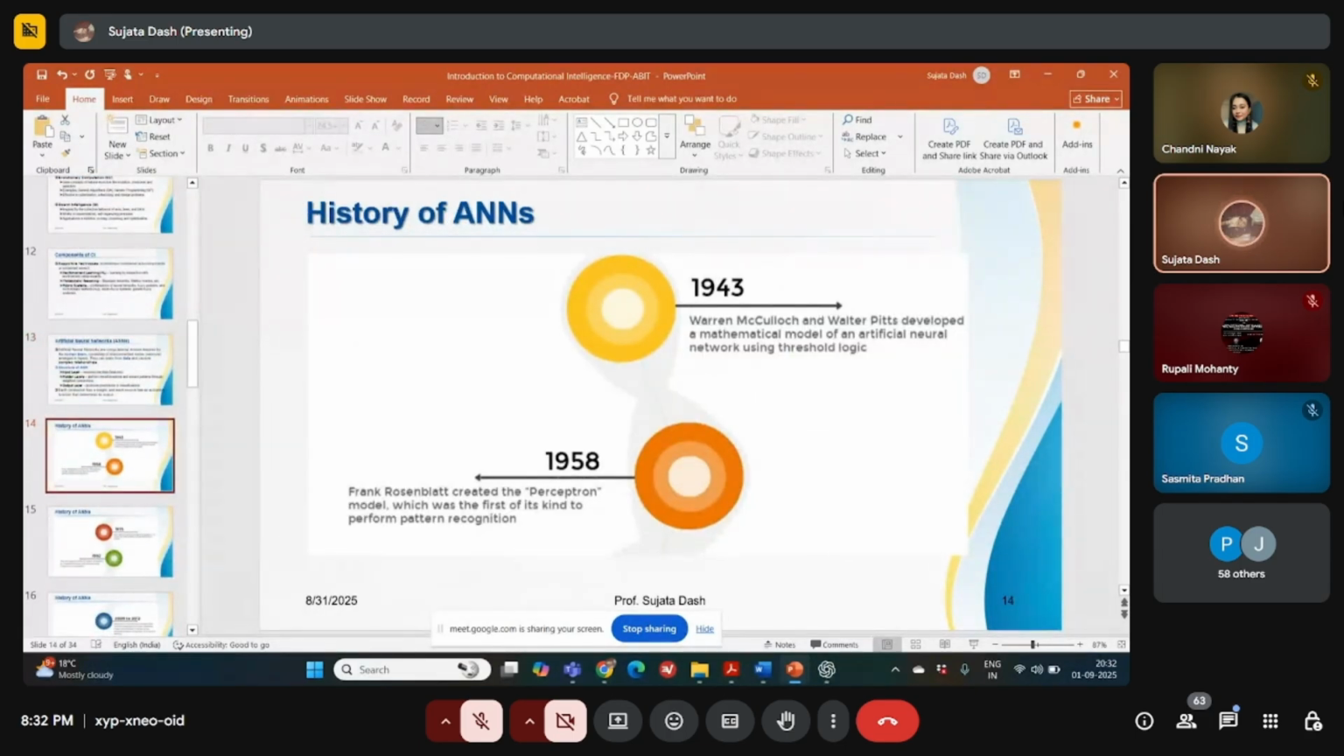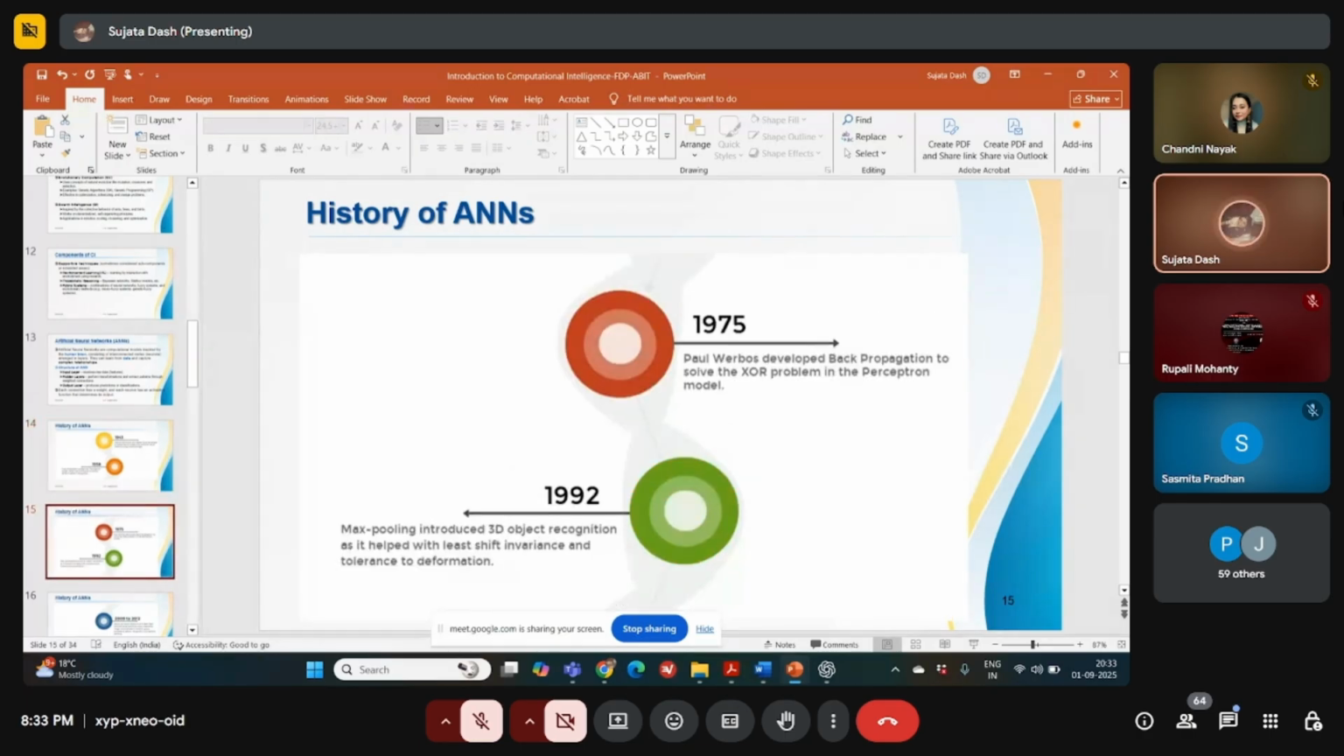Then let me take you to the history of ANN. It started in 1943, when the McCulloch and Pitts model was introduced. This is the first mathematical model of a neuron. Then in 1958, Rosenblatt introduced the perceptron. This is the first trainable ANN. Then in 1975, Werbos developed backpropagation to solve the problem in the perceptron model.